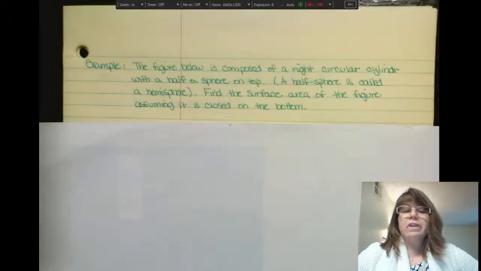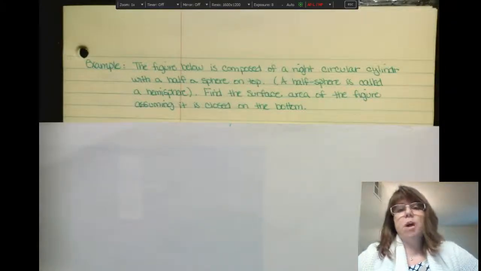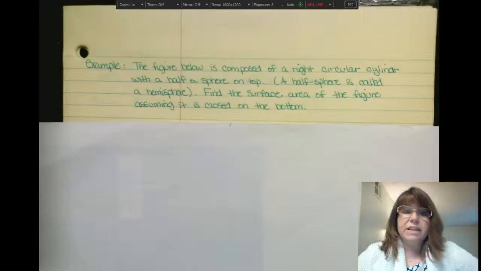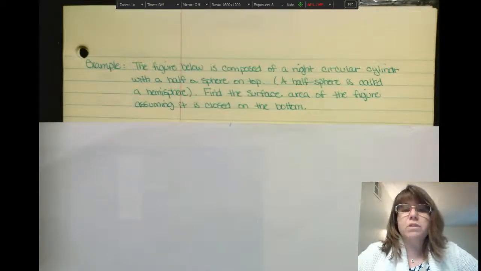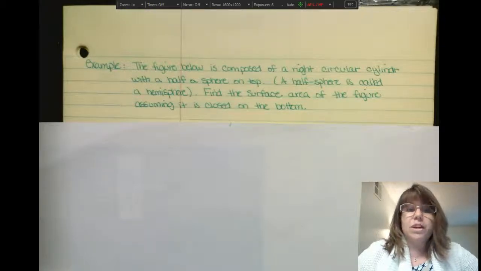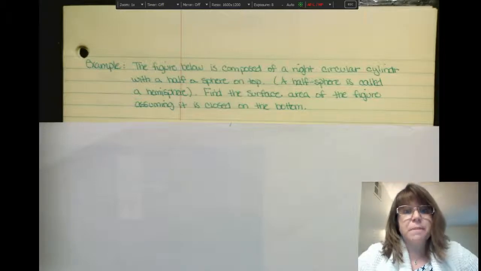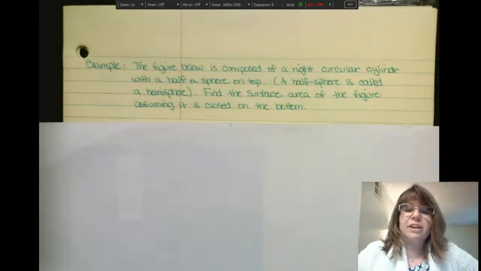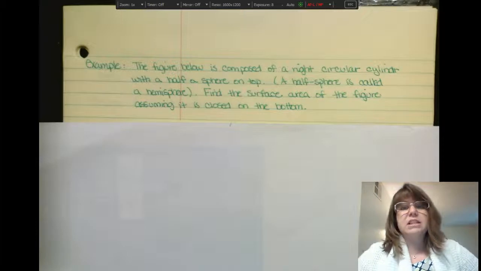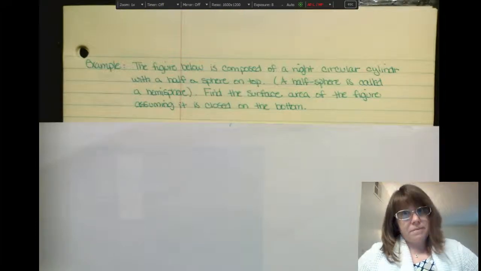We're going to throw everything but the kitchen sink at this problem to try and solve the surface area. And I'll show you the figure in a moment, but think about what the figure is before I reveal it. The figure below is composed of a right circular cylinder with a half a sphere on top. A half a sphere is called a hemisphere. We're going to find the surface area of the figure, assuming that it's closed on the bottom.